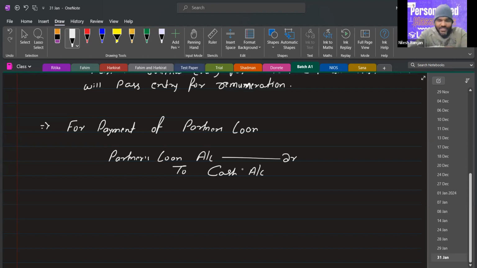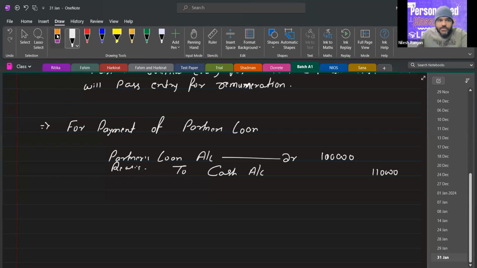So if there is a loss, it will be written on the debit side in this journal entry, that is partner's loan account debit to cash, because partner's loan is 1 lakh only. So we will write here 1 lakh, and the payment is 1 lakh 10,000. So this is not a correct entry because both sides are not equal. So we will write 10,000 on the debit side, and that is realization.